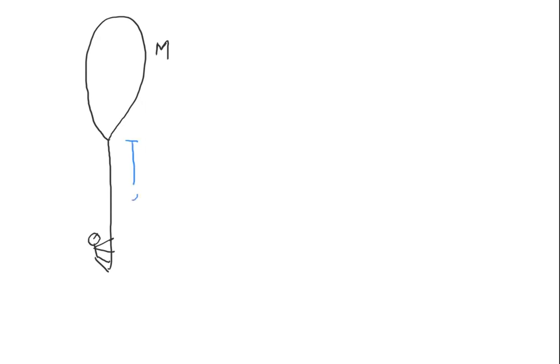Now, this is a very standard MCV question. So, there is a balloon of mass M. There is a monkey for some reason. MCV always gets monkeys in the question.